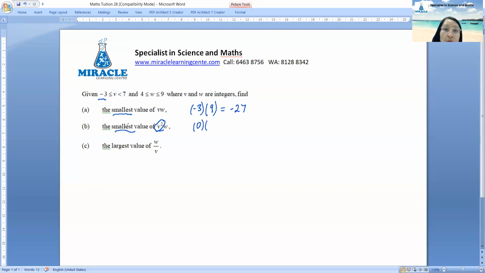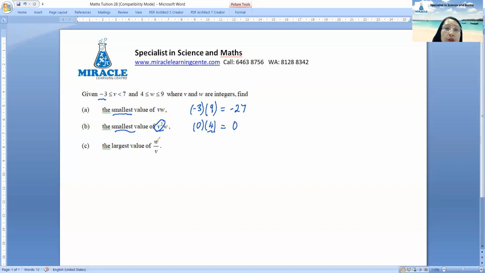In order to make it the smallest value, W, we must also choose the smallest value. We can choose any value over here actually. Let's say if I choose 4 or 9, when I multiply it by 0, it will still be 0. So W can be any value, multiplied by 0, it will still be 0, to give me the smallest value of V squared W.